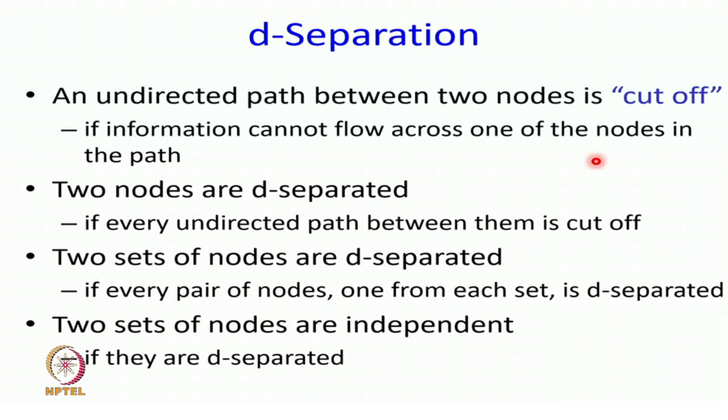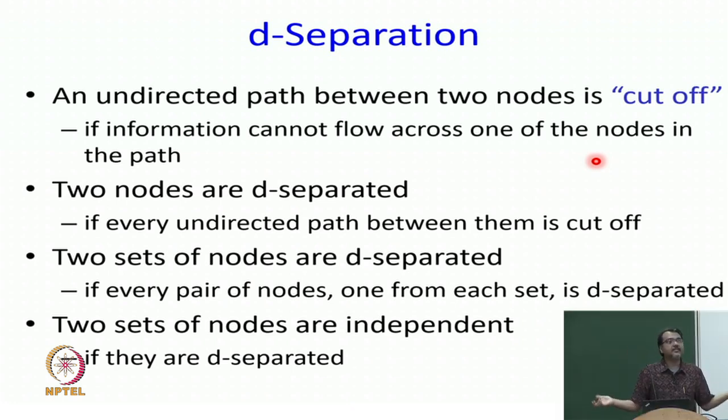So, now the next step is two nodes are D-separated if every undirected path between them is cut off. So, there are two nodes, there are many paths that connect the two nodes, and if all of them are cut off, that means information cannot flow from one node to the other node. So, then they will be called D-separated, they will be separated in this graph.